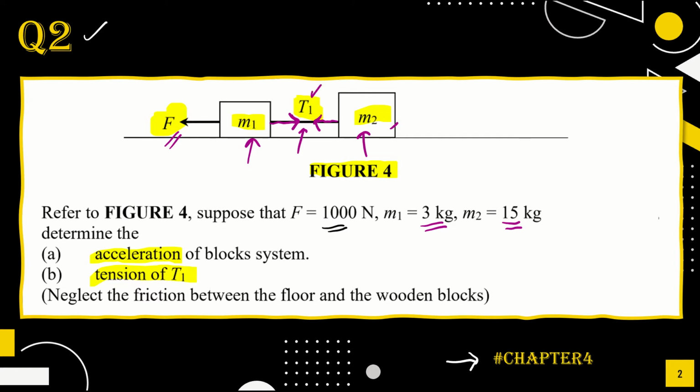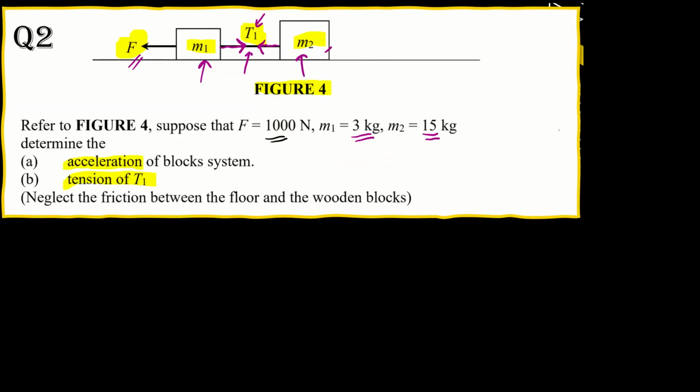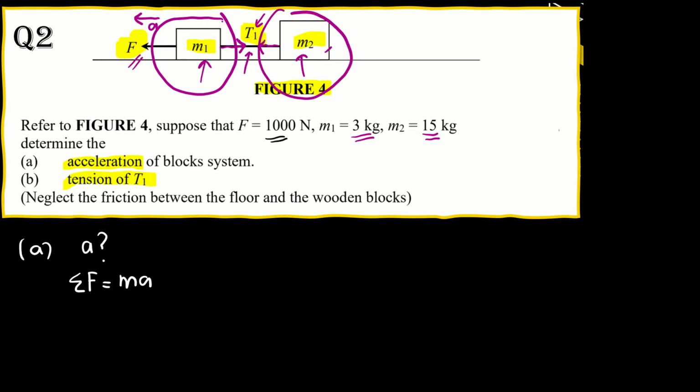so that is T1. To solve this question, we make sure that we know the direction of motion is to the left because our two blocks are pulled to the left. To find the acceleration, we apply the equation summation of force is equal to ma. For this kind of question, we focus on the blocks separately. So we start with M1.